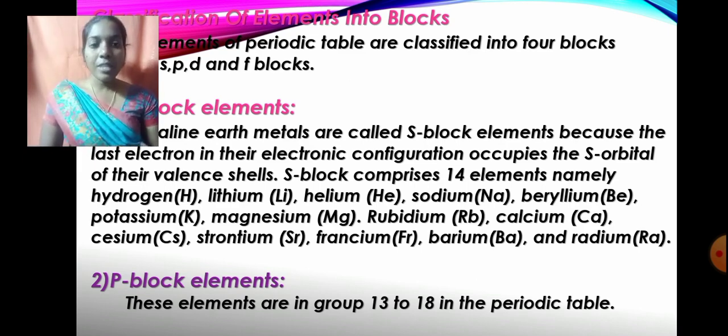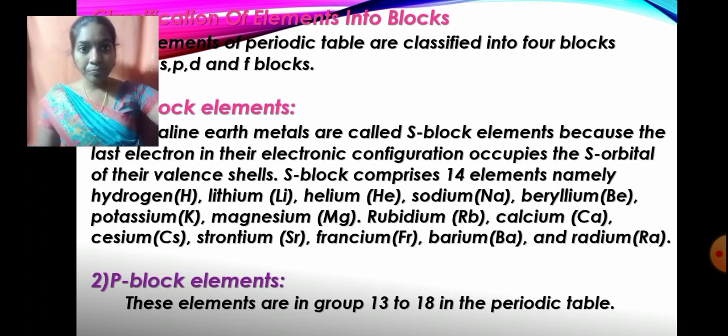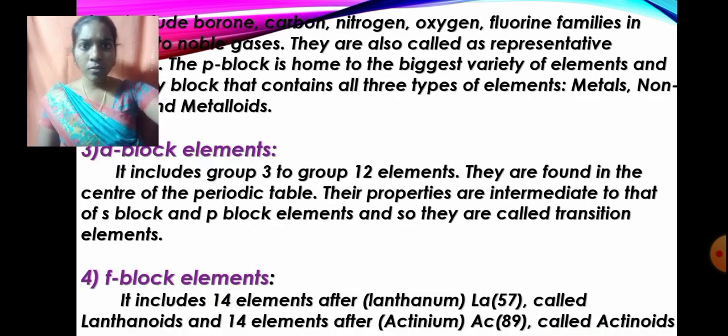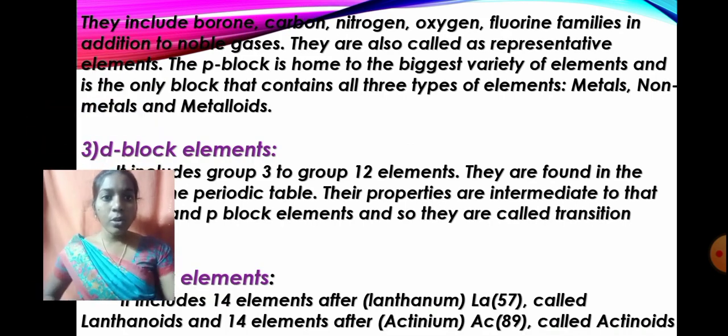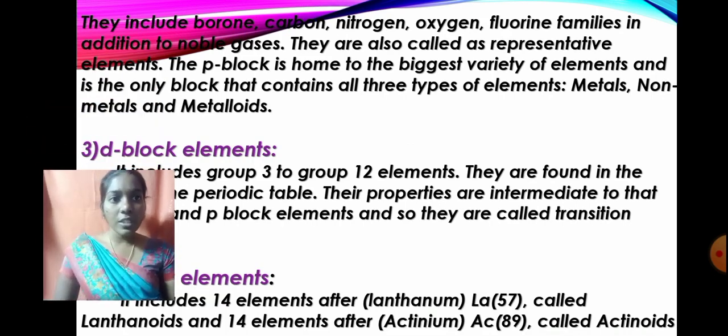P block elements. These elements are in group 13 to 18 in the periodic table. They include boron, carbon, nitrogen, oxygen, fluorine families in addition to noble gases. They are also called representative elements. The P block is home to the biggest variety of elements and is the only block that contains all 3 types of elements: metals, non-metals and metalloids.